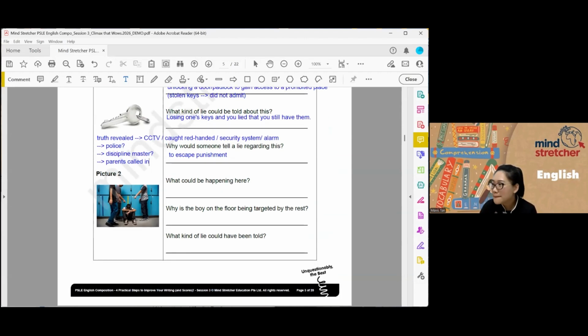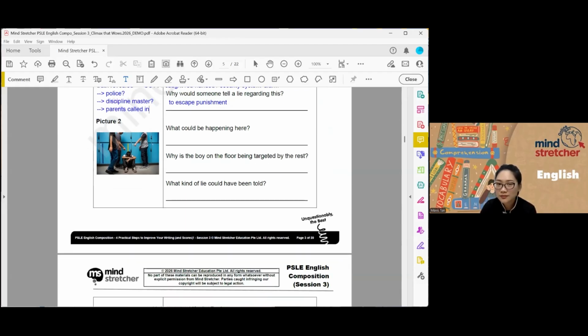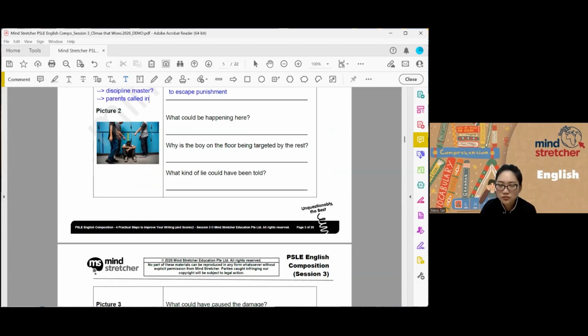Okay. What about picture two? Picture two, about lying. Who is the boy on the floor being targeted by the rest? What could be happening here? Some of you mentioned earlier on to me already. Teasing, bullying. What else? Teasing, bullying, ridiculing. Okay. What else? That's about it, right?